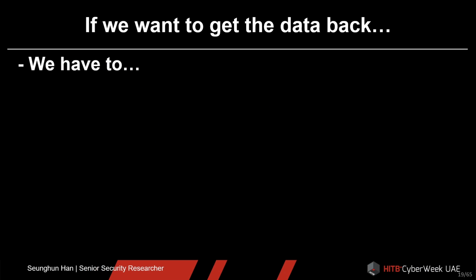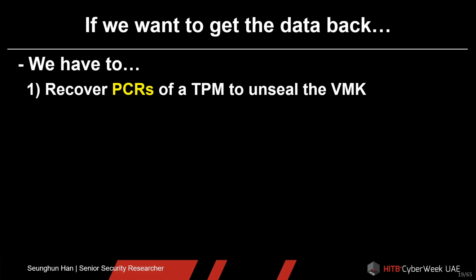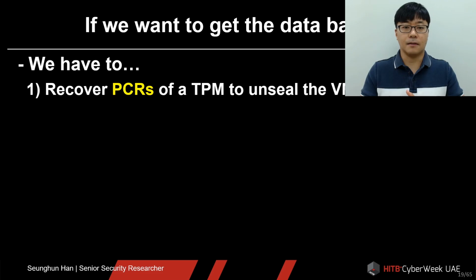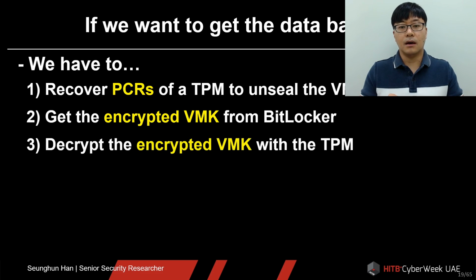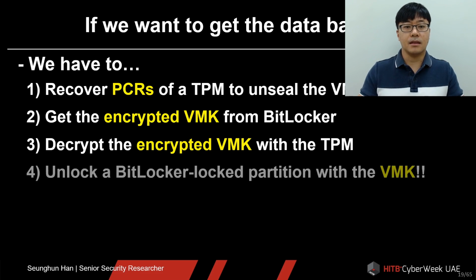Alright, let's summarize the things we have to do. As I mentioned before, the TPM protects a VMK. So, firstly, we have to recover the PCRs of the TPM to unseal the VMK. Secondly, we have to get the encrypted VMK from BitLocker. Thirdly, we have to decrypt the encrypted VMK with the TPM. And finally, we have to unlock the BitLocker locked partition with the VMK.